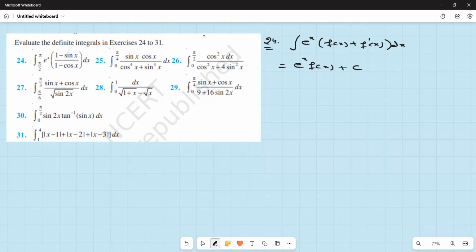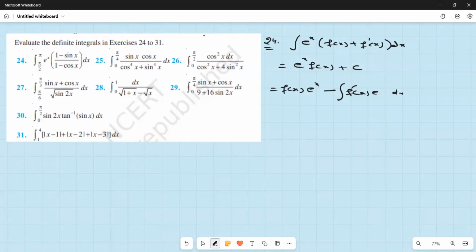We will just say this is of the type e^x [f(x) + f'(x)], then the answer is e^x f(x). If you do it by parts, you will get the same answer. Check. If I am doing e^x f(x) by parts, f(x) I am taking as the first function, and the integration of e^x as the second function. Now f'(x) e^x dx, right?